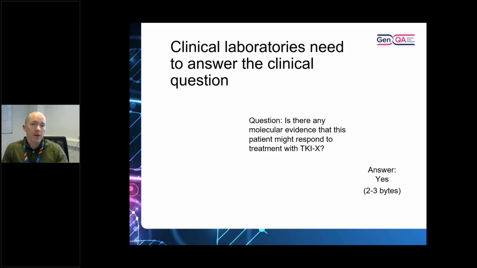So the big thing about clinical labs is that we're going to get asked very simple questions, generally speaking. From a pathologist or a geneticist point of view, they're really just looking to answer something simple like, will this patient respond to a particular tyrosine kinase inhibitor? And the answer you might give is yes or no. If you type that into a file and measure it, you get the size of it, it's going to be 2 or 3 bytes.